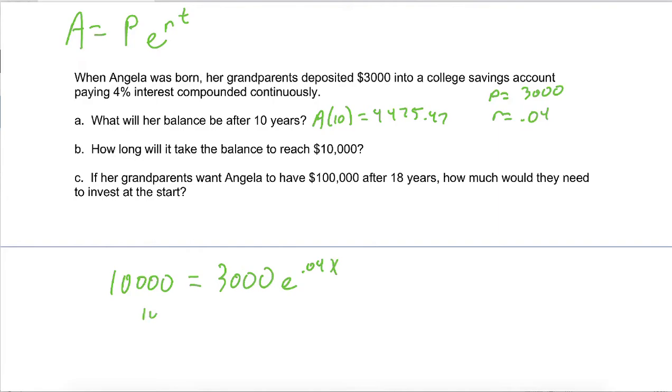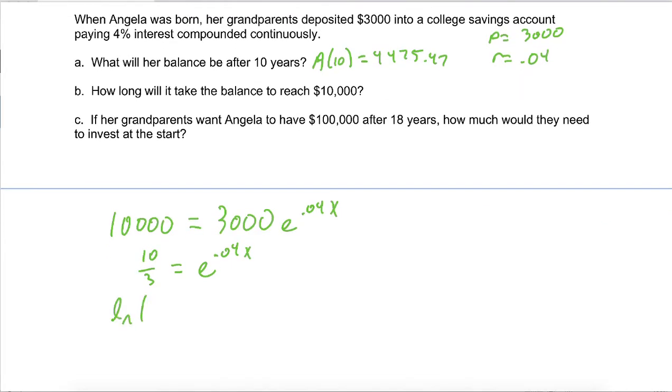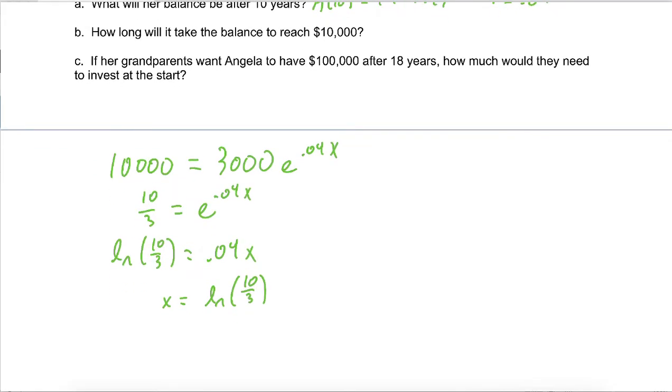10,000 divided by 3,000, that reduces to 10 over 3, equals e to the 0.04x. And then we'll take the natural log of both sides. So the ln of 10 thirds equals 0.04 times x. So if I want to know what x is, it's ln of 10 thirds divided by 0.04, which, if you want to leave it like that, that's fine. But I do want to remind you that 0.04 is 1/25. So you could just write this as 25 times the ln of 10 thirds. And that would be the answer.